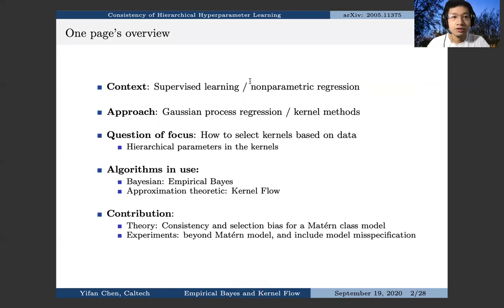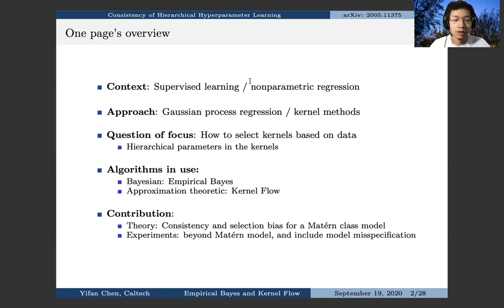The following is a one-page overview of our work. We are in the context of supervised learning, or in statistics language, non-parametric regression. To solve this problem, we use a popular approach, Gaussian process regression, or kernel methods. In this method, the question we are focusing on is how to select kernels based on data. As we all know, there are some hierarchical parameters in the kernels, and we want to learn these parameters from data. To learn these parameters, we consider two different algorithms.